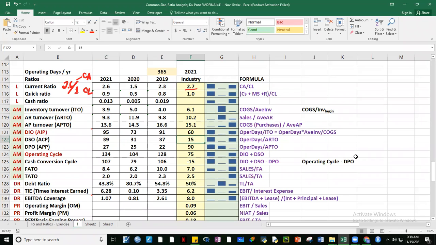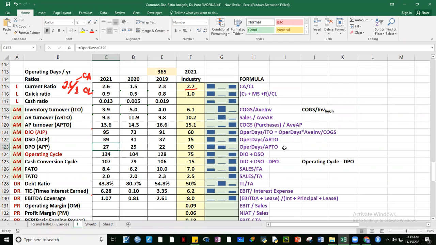Talo tayo ng direct competitor kasi in 15 days, guys, nakukolekta na nila yung sales on account nila. Okay? So tayo maghihintay pa tayo ng 24 days more. So 39 minus 15. Okay? So in that regard, guys, mas efficient yung direct competitor.